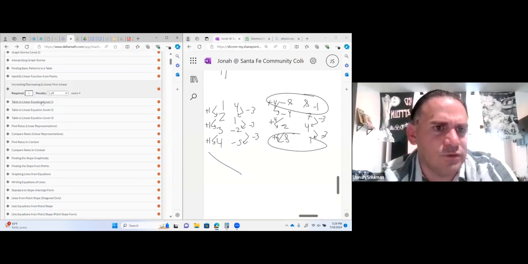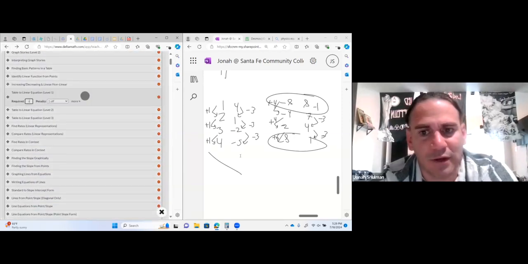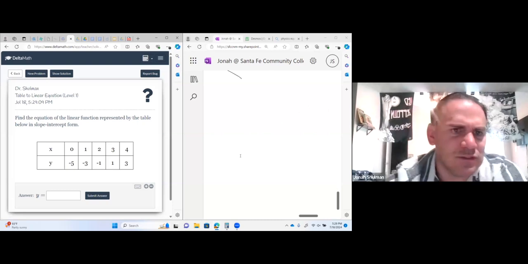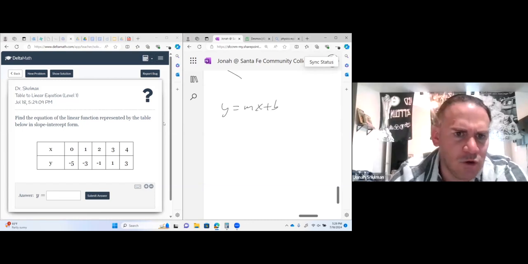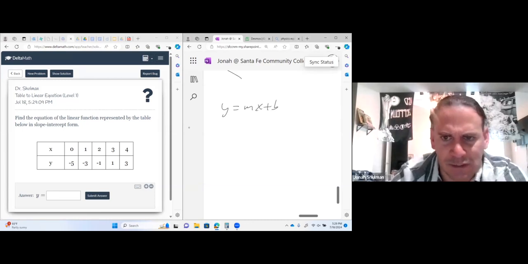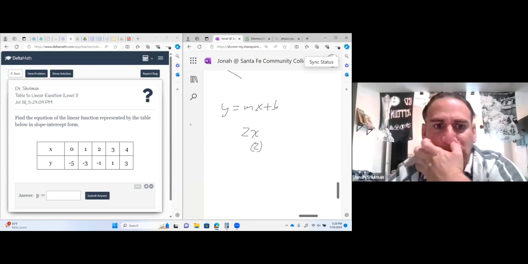All right, let's do table to linear equation. Yeah, this is what I was talking about. I thought they'd give us this at some point. All right, so let's figure it out. Y equals mx plus b. We're adding 1 every time in x. For y we're adding 2. So this looks like a slope of 2. And let's pick a point in the middle. So when I have 2, my y is -1.